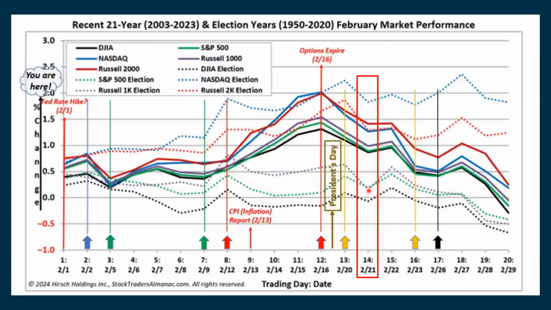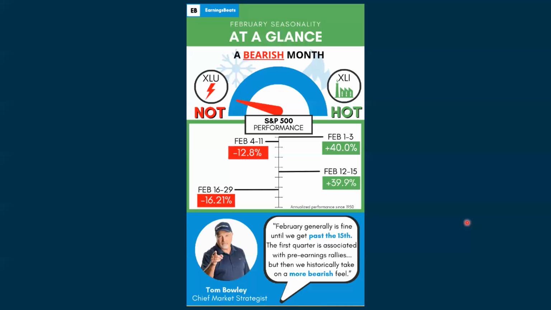We do see a little bit of negativity here with the green dashed line during an election year for the S&P. But look at these lines overall. This is also showing going into the latter part of February that we do see some seasonal weakness pretty much from here on out for the month. And then Tom Bowley also is showing that weakness in the latter part of February.